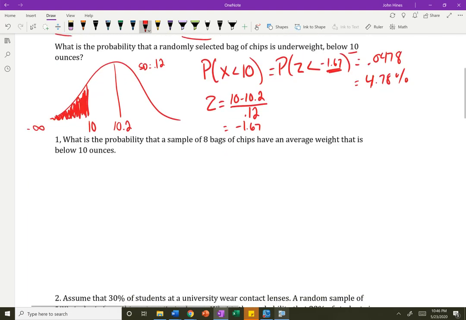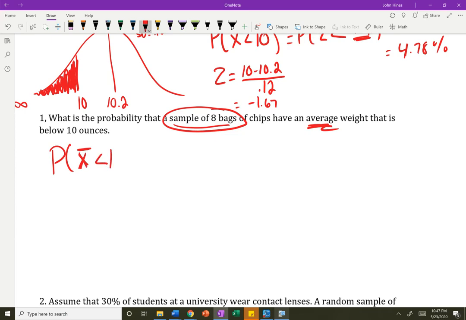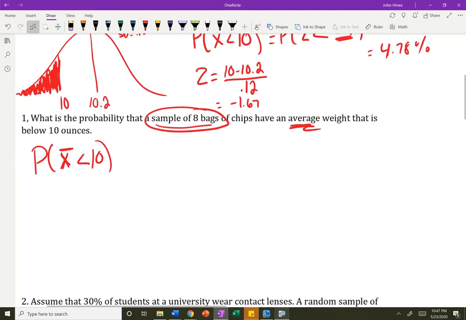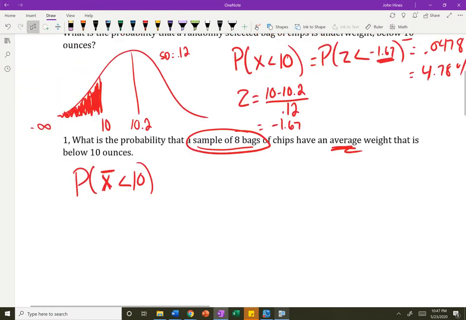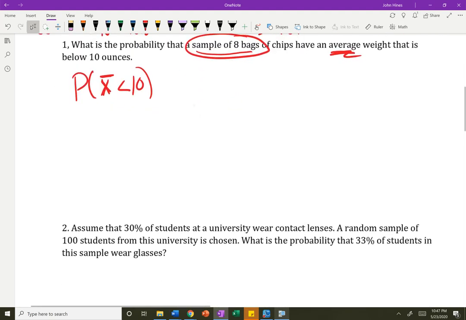So here's where sampling distributions come into play. What is the probability that a sample of 8 bags of chips has an average weight that is below 10? So notice I have a sample of 8 bags, and I want to know the probability that my x bar, my sample mean, is less than 10. So we do the same game, except we're not using this normal curve. I'm sampling 8 bags of chips at once. I'm using a sampling distribution here.